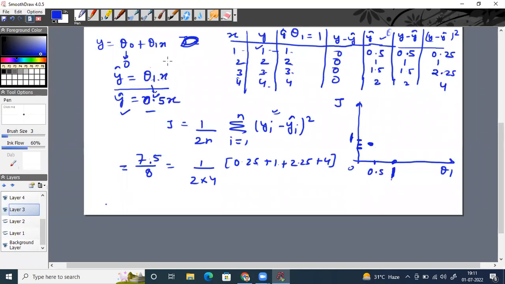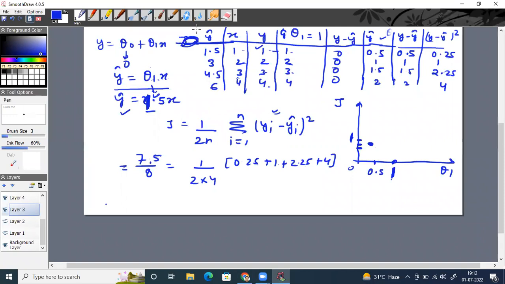Now I'm taking theta 1. Earlier we took 1, then we took 0.5. Now let me make it 1.5. When I make it 1.5, what value will I get, everyone? 1.5 times x. What will be 1.5 times the value of x? It will be y hat: 1.5, right, everyone? This will be 3. This will be 4.5 and this will be 6. Tell me, everyone, clear or not? Yes, sir. Right.